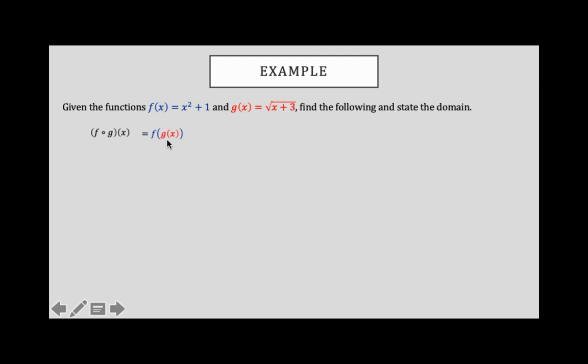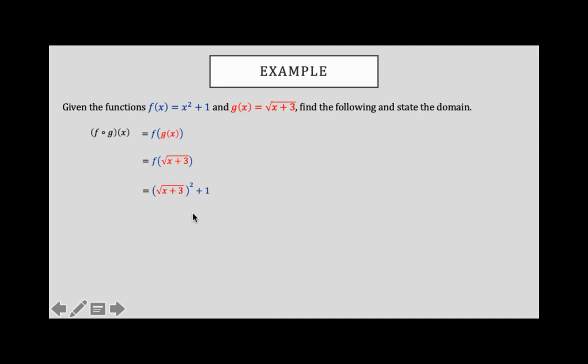What can I replace g of x with? Well, g of x is equal to the square root of x plus 3. There we have it. So now I have f of root x plus 3. To evaluate f of root x plus 3, I go to my function f of x, and every single x value, I am going to replace it with root x plus 3. This becomes the square root of x plus 3. Notice, what did I do with it? I put it in parentheses because I'm plugging in that entire quantity wherever I see an x, squared plus 1.